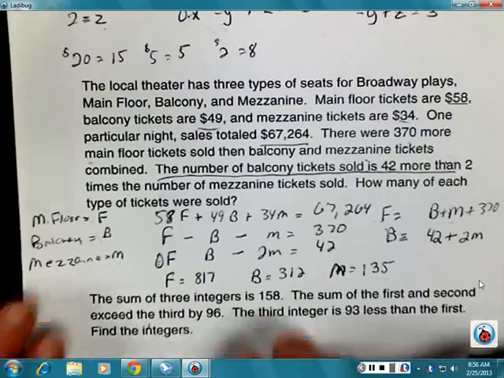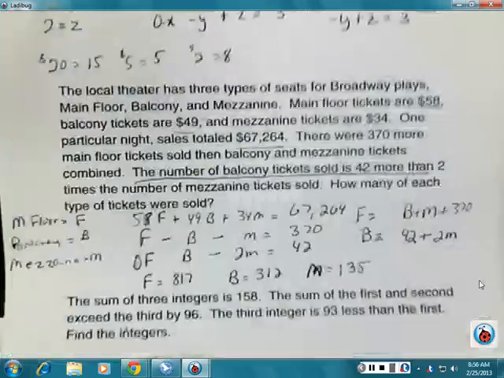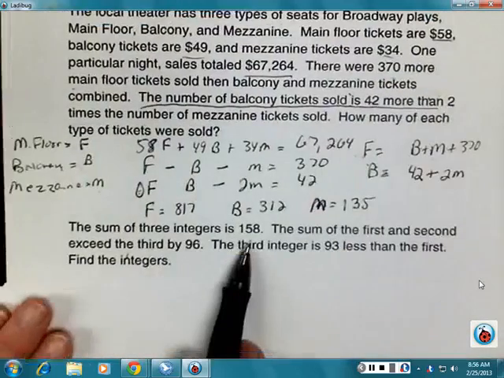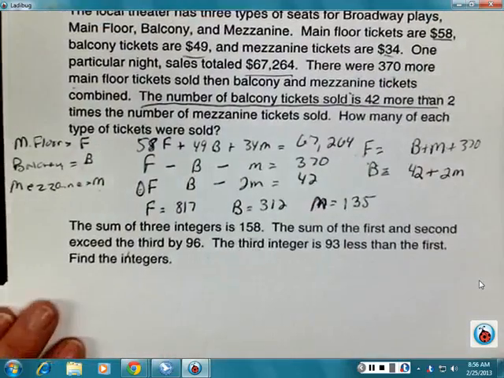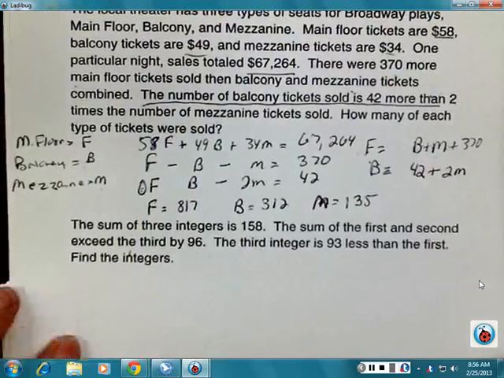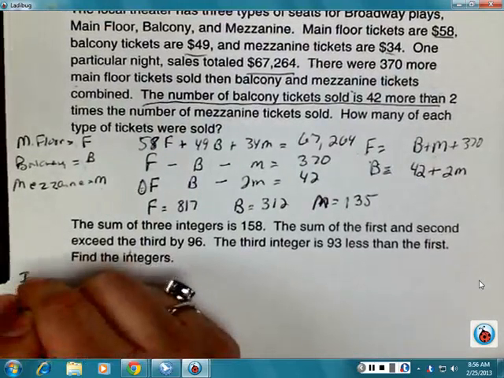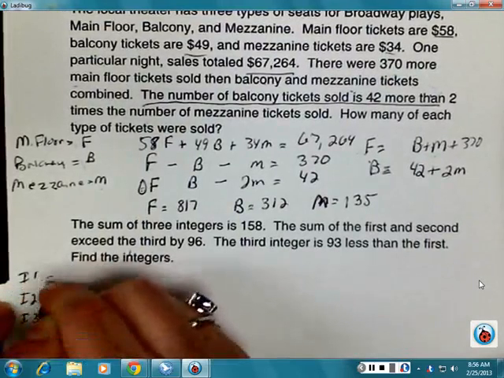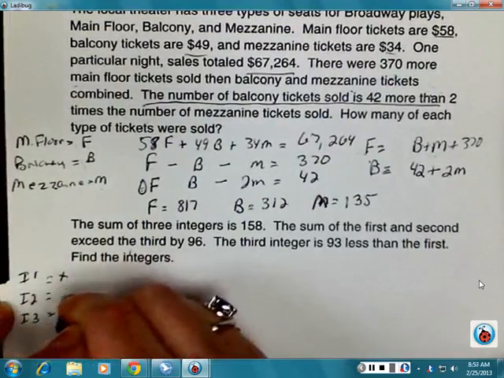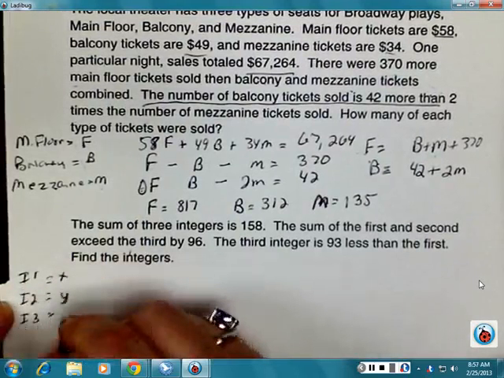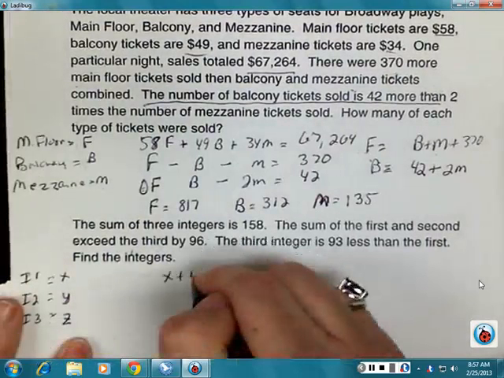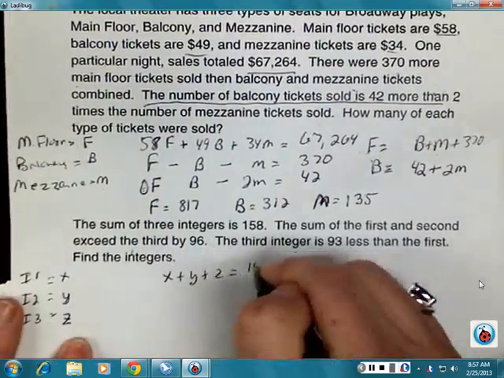We're good? Alright. Okay. The next one is the sum of three integers is 158. So what does that mean? So integer 1, integer 2, and integer 3. Integer 1's x, integer 2 is y, and integer 3 is z. So we don't have to get real fancy with these guys. So we know that x plus y plus z equals 158.